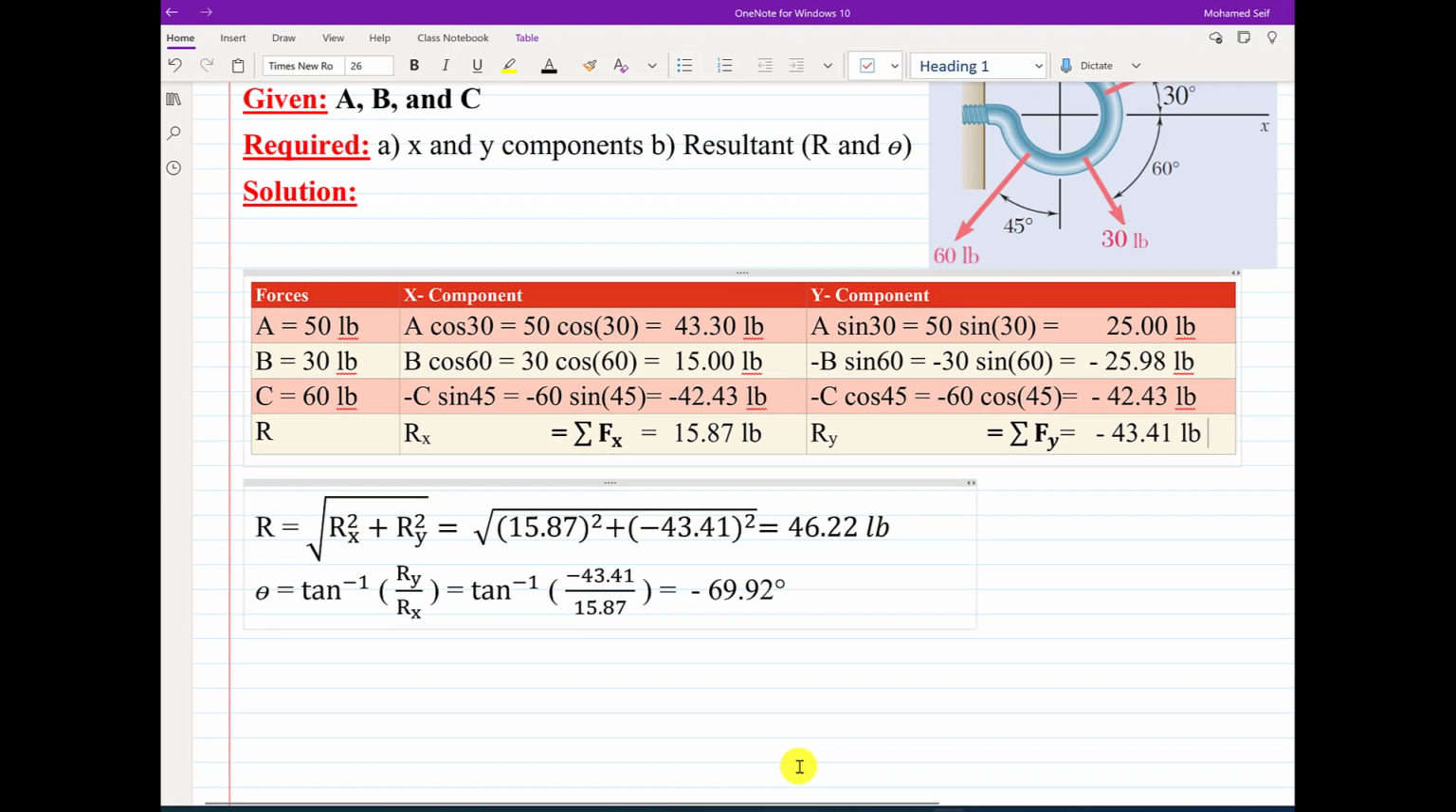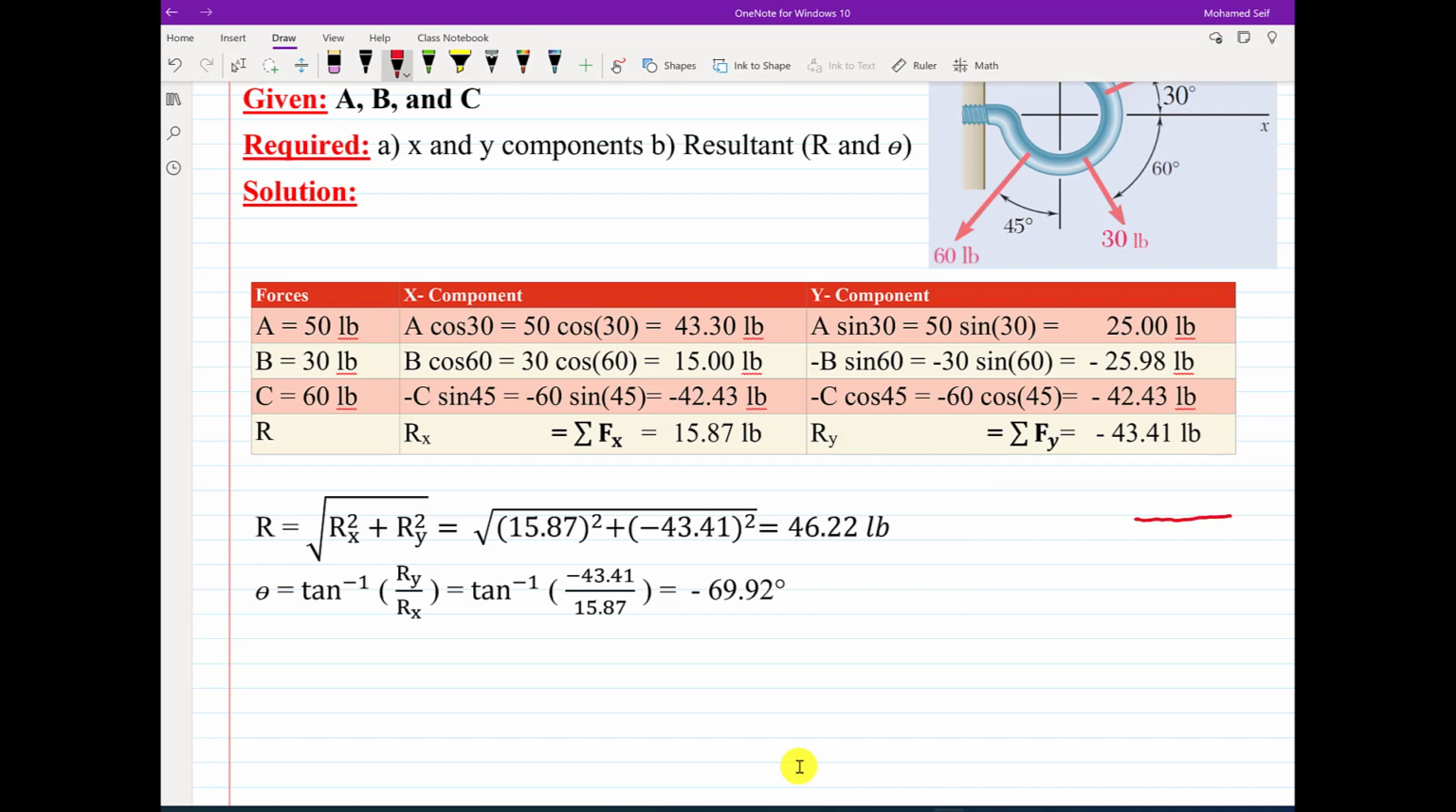So finally, the result, Rx and Ry: the Rx is positive and the Ry is negative. So mainly as a result, that will be something like this. And this is the angle with the x-axis. Okay, so this is angle theta.